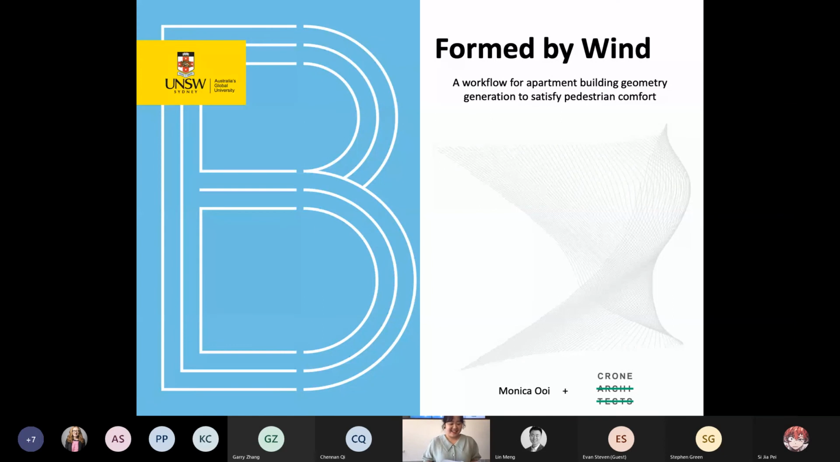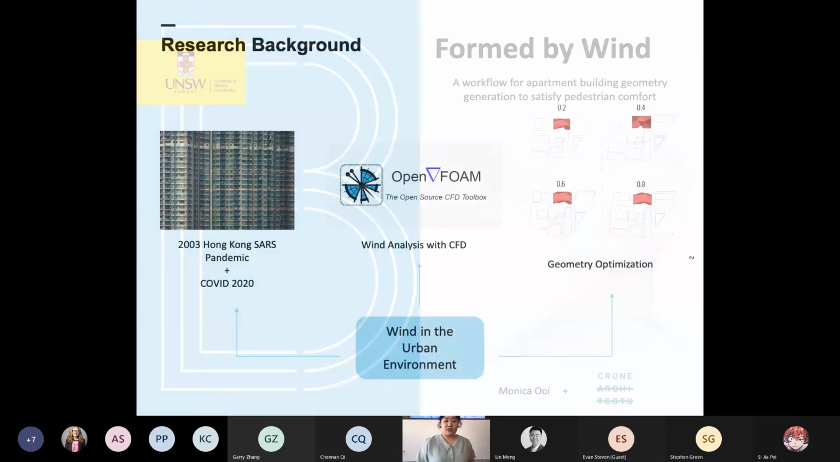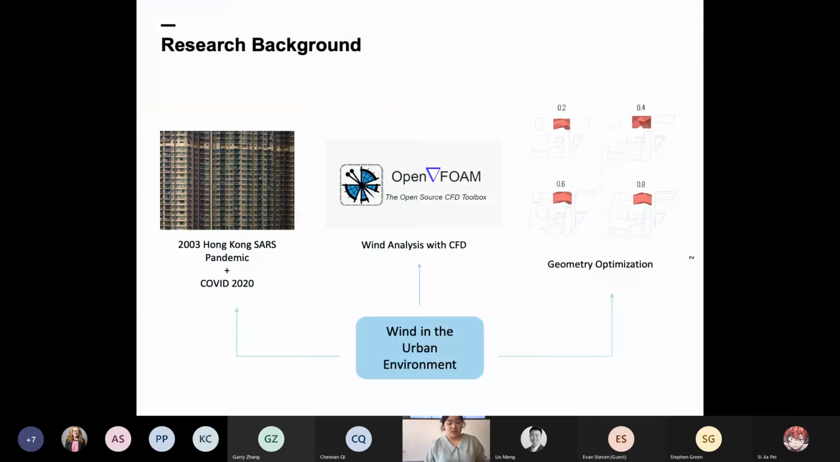Okay, so for my research project, I looked at how wind can affect the design of an apartment building geometry, and I worked with Rick from Krone Architects. So the research background: the project is driven by the need to work in harmony with wind conditions in the urban environment.